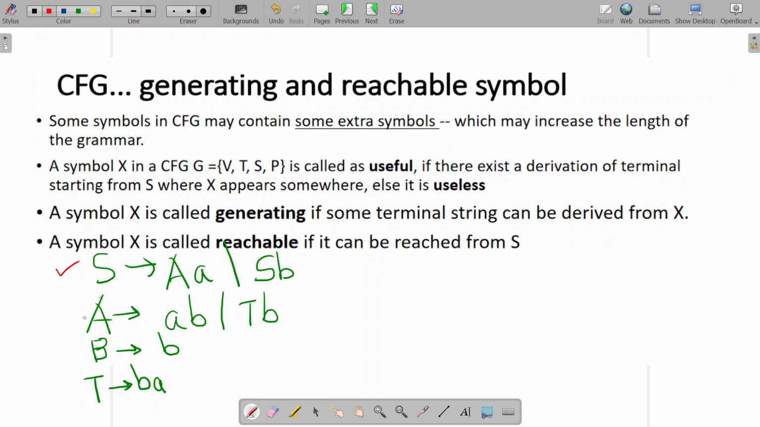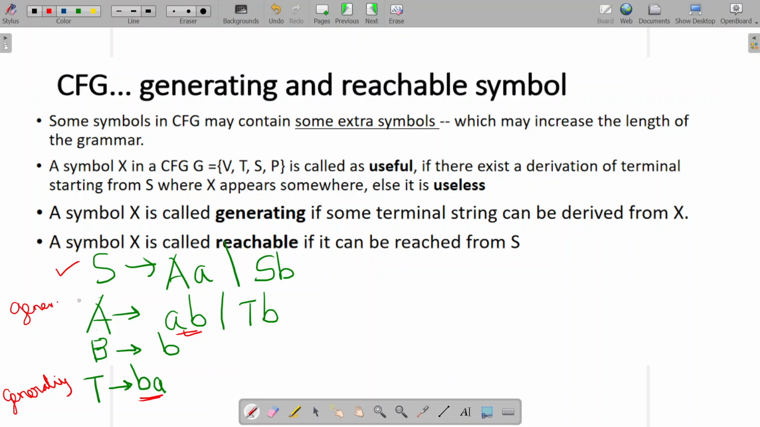Now when you look at this, A is able to generate a terminal string ab. Also, A maps to another non-terminal TB, where T maps to BA. So I can call T generating. T is generating a string. Also A is generating. Look at this T. T is a non-terminal. It is able to generate a terminal string BA. Similarly, A is a non-terminal. It is able to generate a terminal string ab.